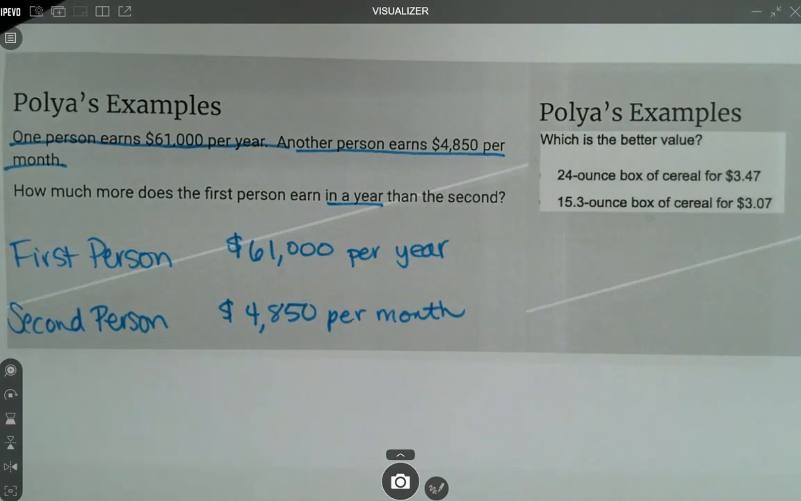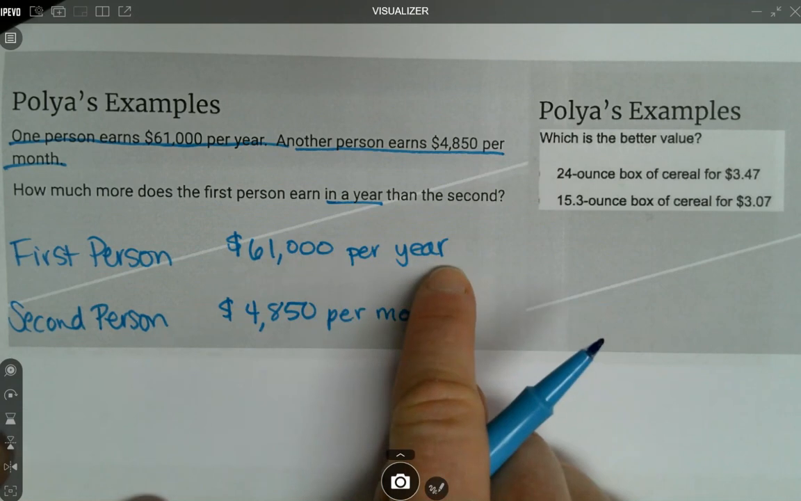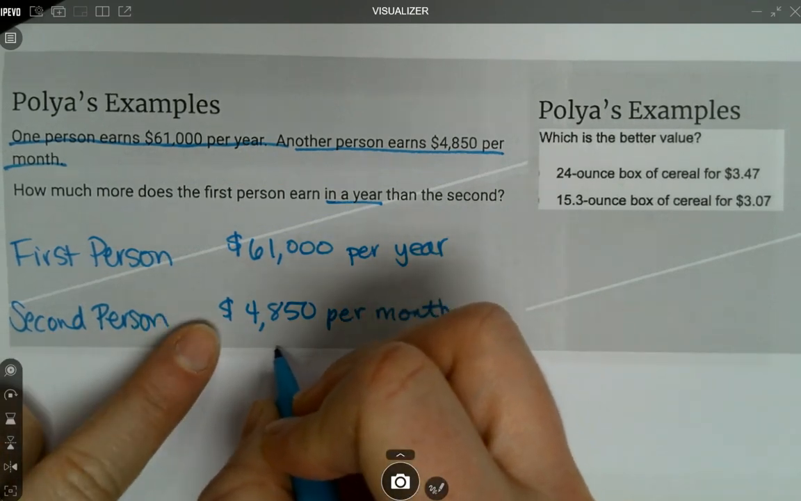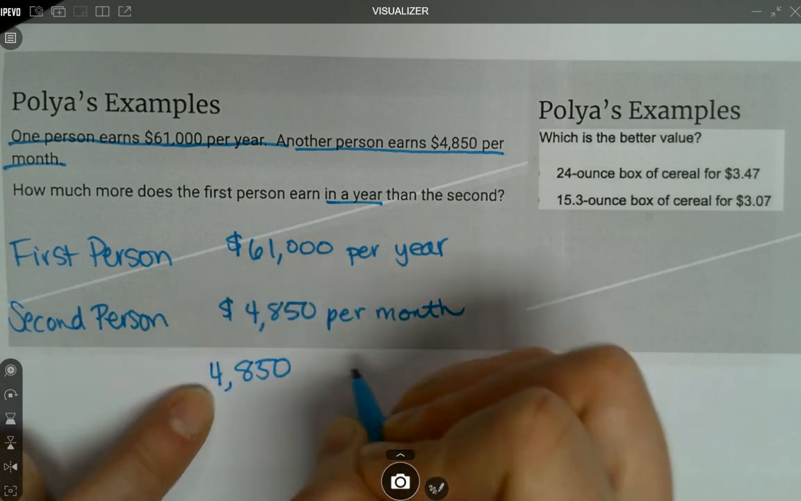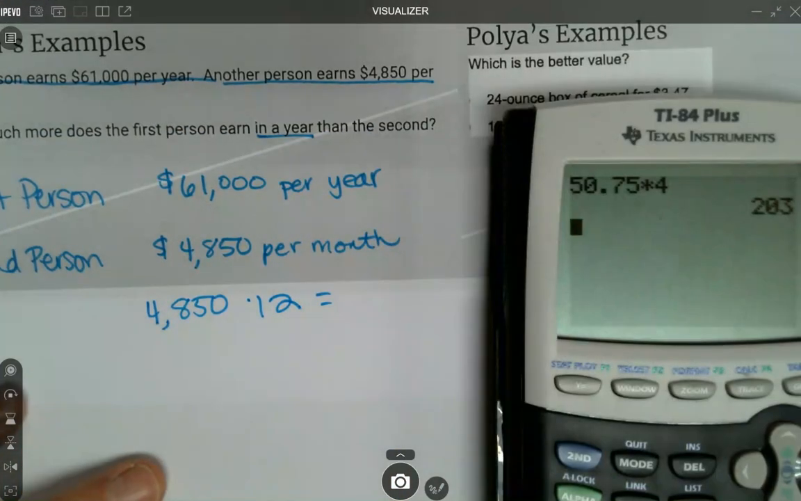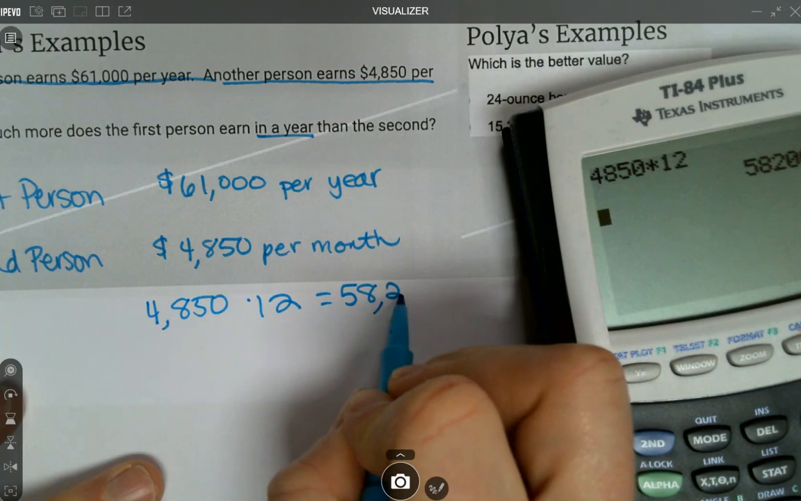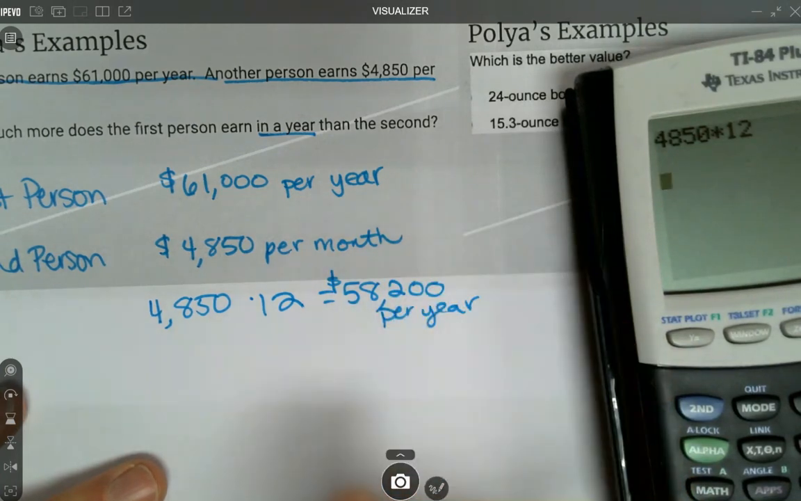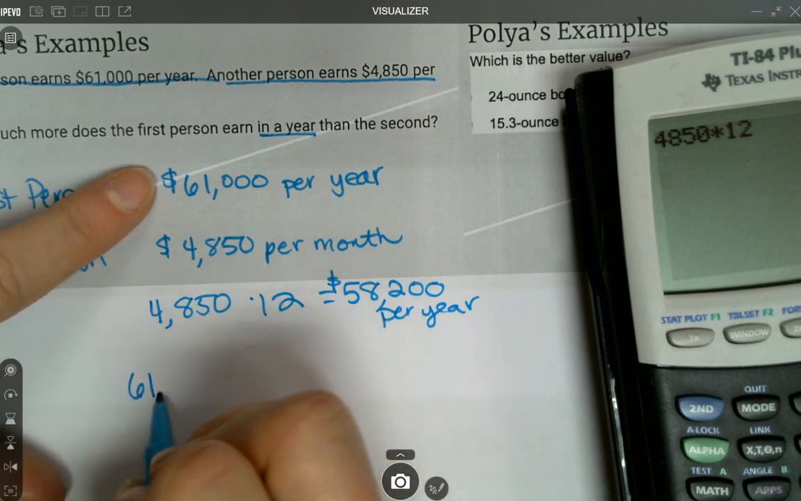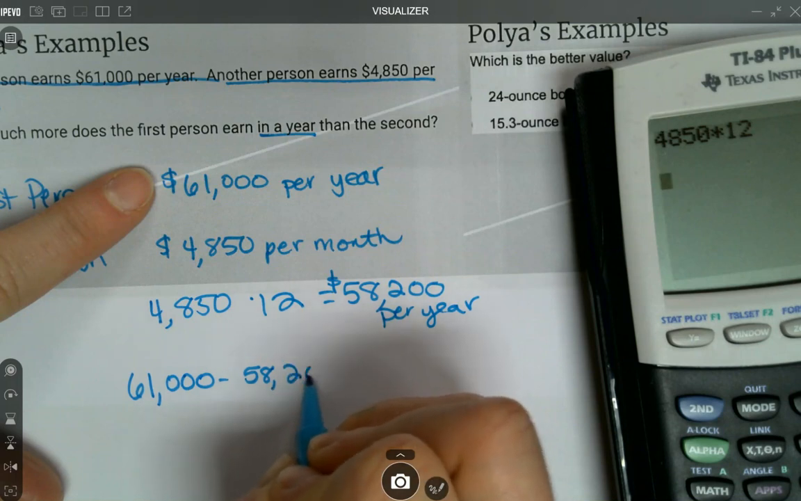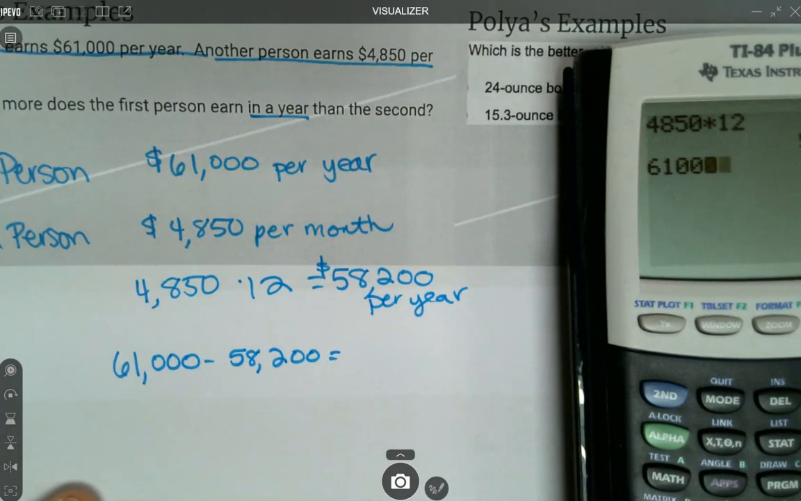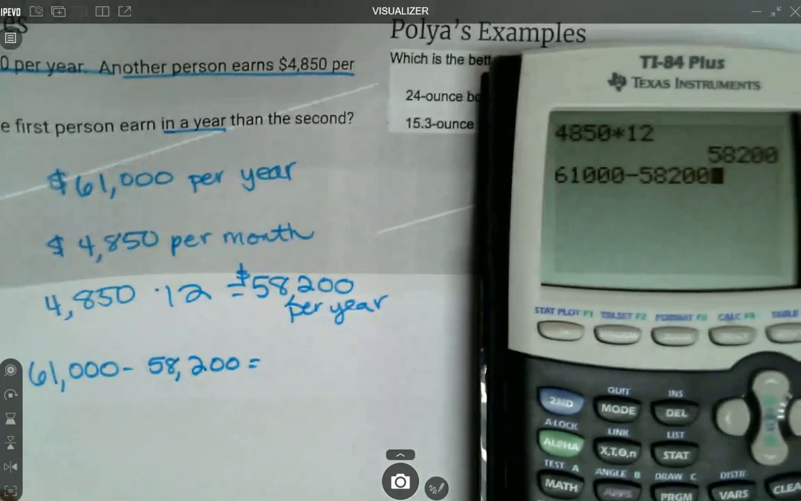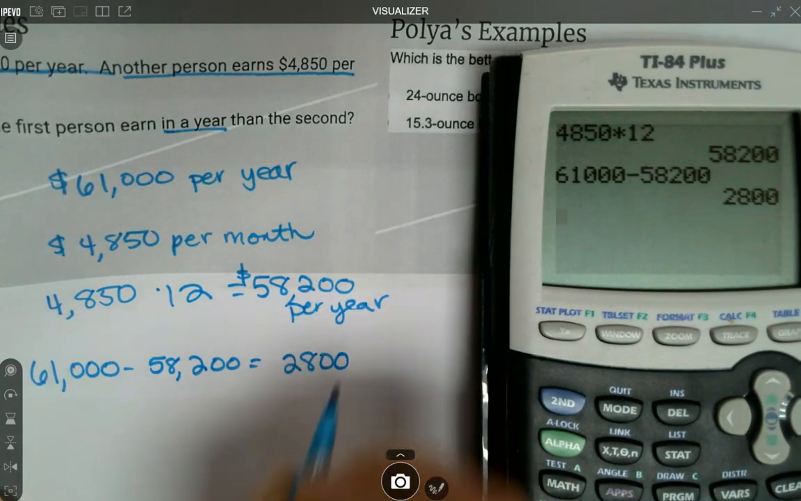We want to compare them. How much more does the first person earn in a year than the second? So you have to get them in the same unit of measure. So our unit of measure is years. So in order to find it per year, we multiply this by how many months there are. 12. So 58,200 per year is the second person. So how much more? We're going to need to subtract this. $1,800.